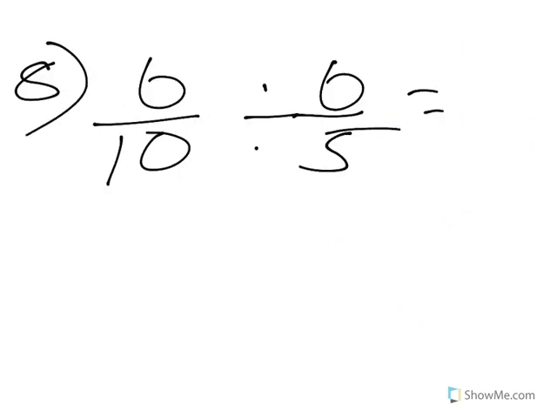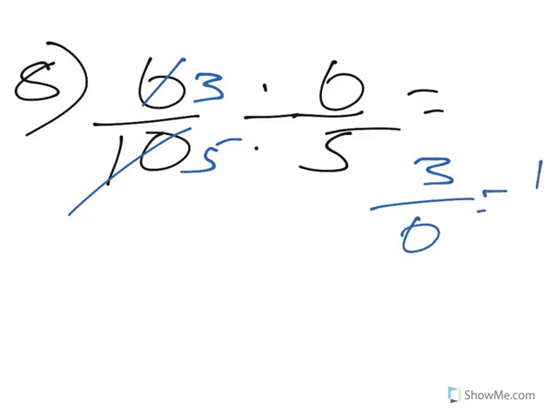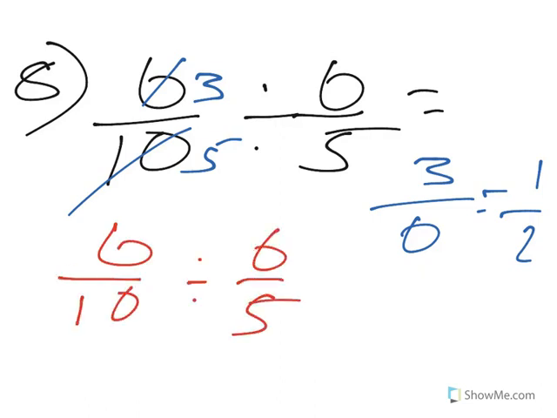Number 8, we're dividing fractions. Again, I kind of like to simplify my fractions so I have easier numbers. 6/10 simplifies by 2, and I get 3/5. When I'm dividing, I happen to know if my denominator is the same, really I'm just dividing the top, which is 3/6, which is 1/2. But if you want to do it without simplifying, you would have 6/10 divided by 6/5.